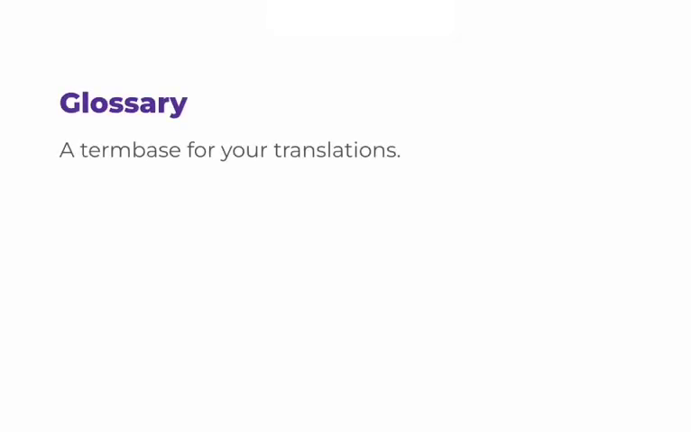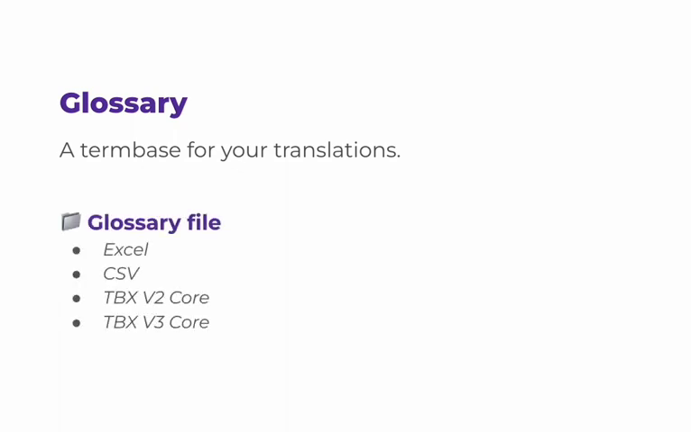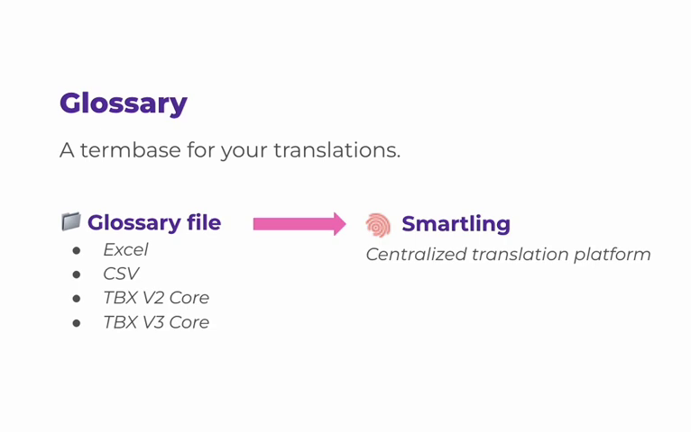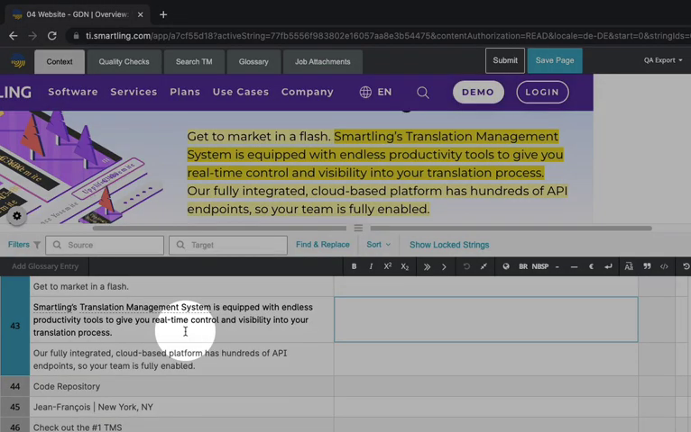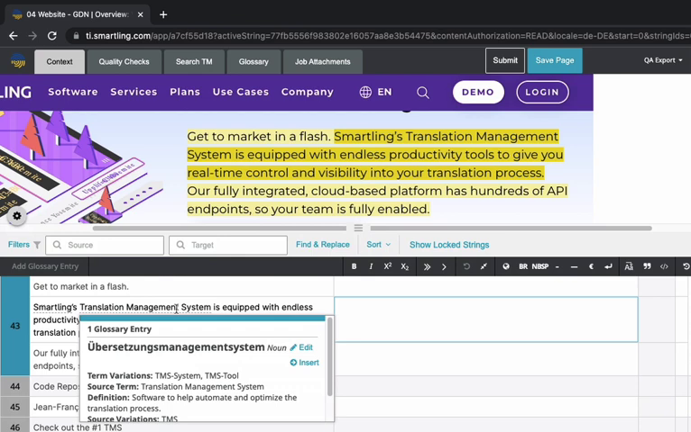A glossary is a list of key terms that are important to your organization and that should be translated consistently across all jobs. If your glossary currently lives in an offline document, for example in a spreadsheet, you can import it into the Smartling translation platform. This ensures that glossary terms are highlighted in real time in the CAT tool, so the correct translation can be applied.